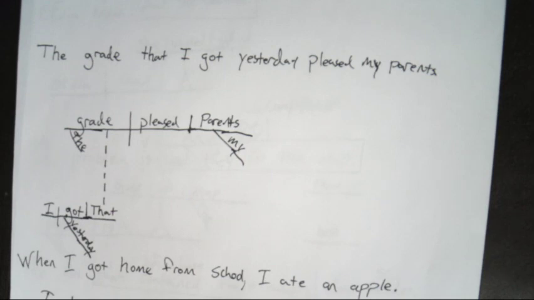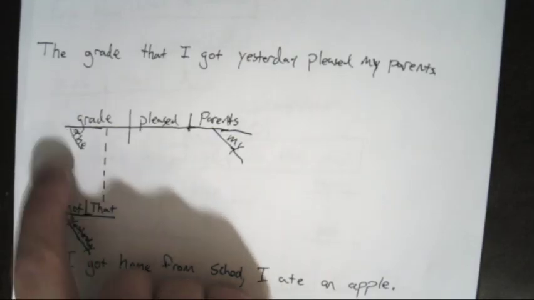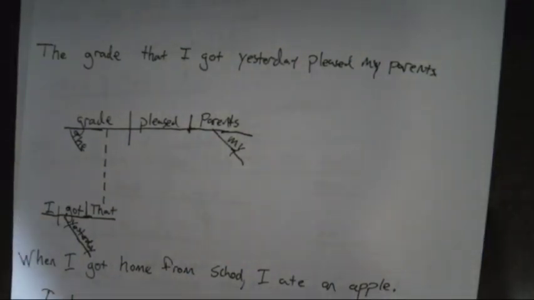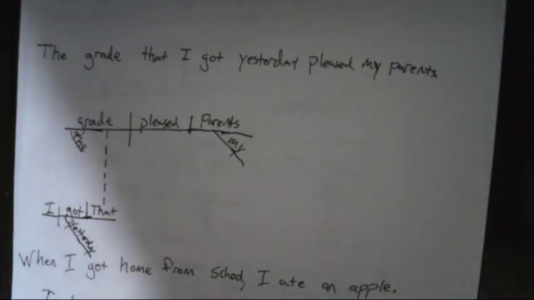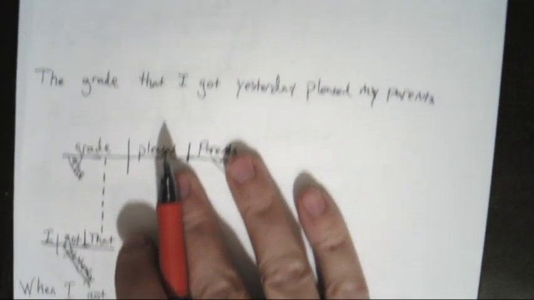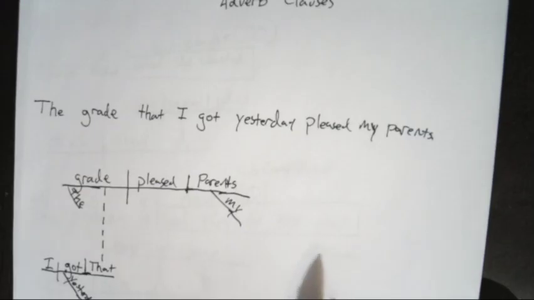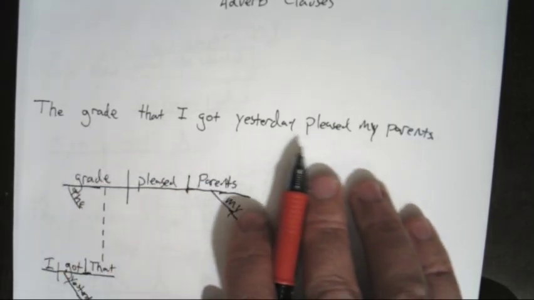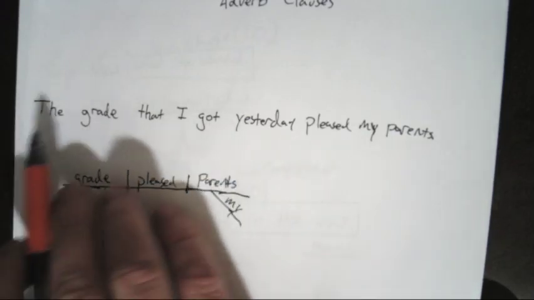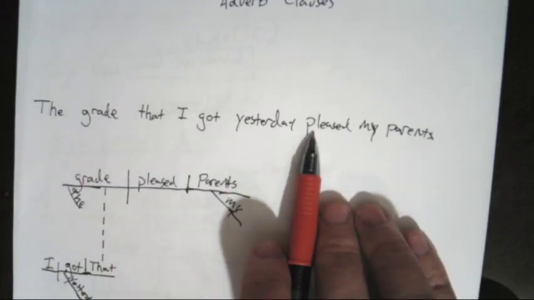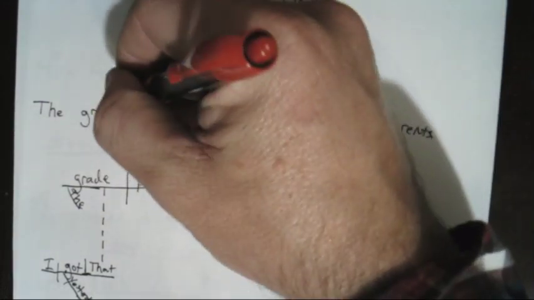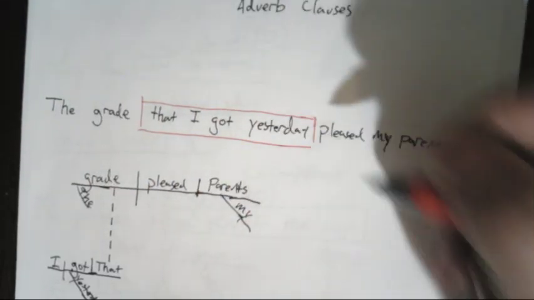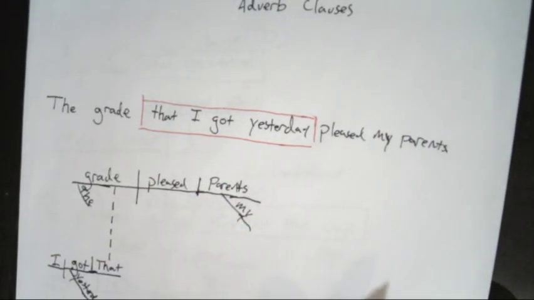But here we go. The grade that I got yesterday pleased my parents. Well, that was modifying grade. Let me get a pen out here and show you. The first thing that you should do when you're looking at a sentence that has a clause in it is just go ahead and separate it out, okay? The grade that I got yesterday pleased my parents. Well, here we've got grade. What did the grade do? It pleased. So what's in between there? That's all the clause, right? So we're going to take that out because we're going to diagram that completely separately.